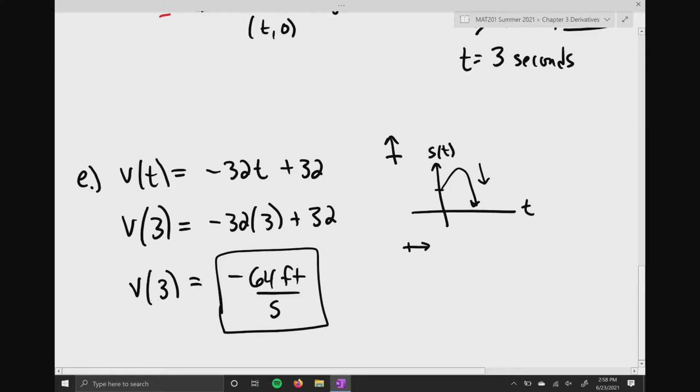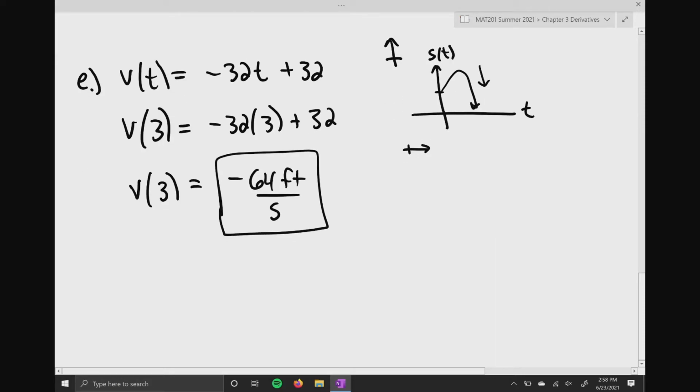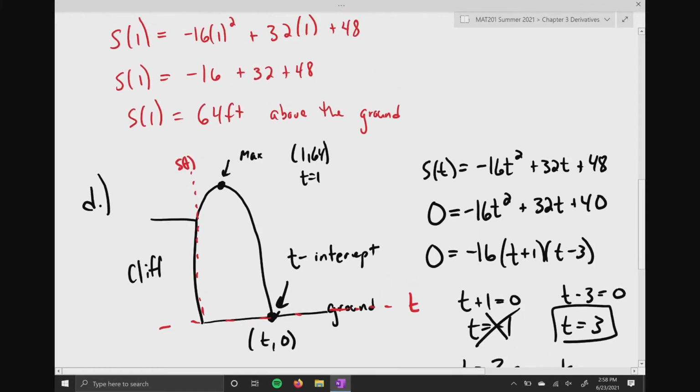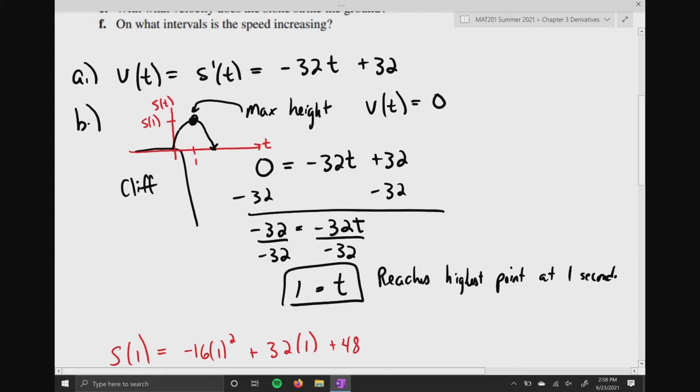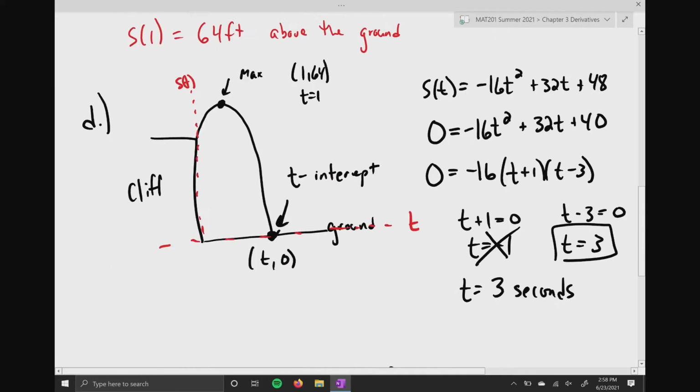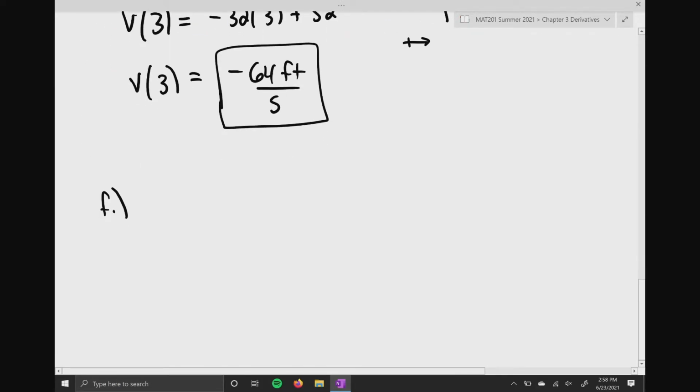Okay? And then the last part, F. Let me scroll back up here. Part F says, on what intervals is the speed increasing? Okay? Now, once again, this is another conceptual type question. All right? So let me go ahead and draw what's happening. So we need to come up and come down. All right? So I want us to note that the acceleration is always going to be negative. Now, how do I verify that?